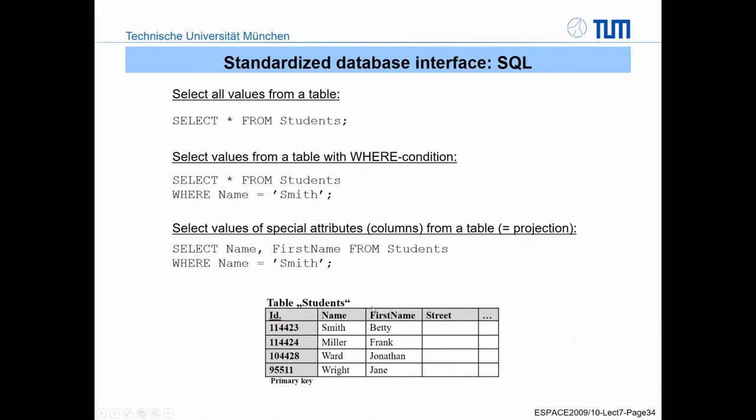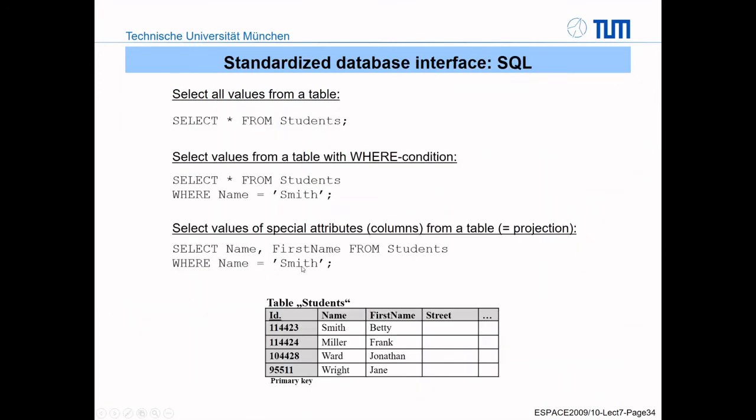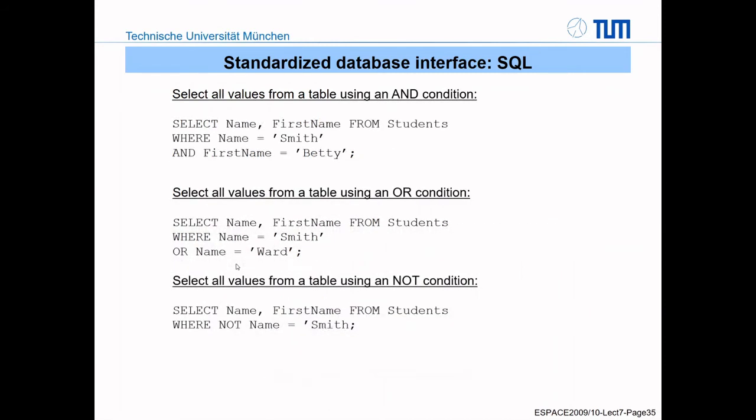So let's have a look into the different methods of combining data. And here you see that it is a restriction and a projection what we did here. So all of these things will appear in the SQL language. You can do, of course, also a logical combination. So, for example, you can say select name and first name from students where name is Smith and first name is Betty.